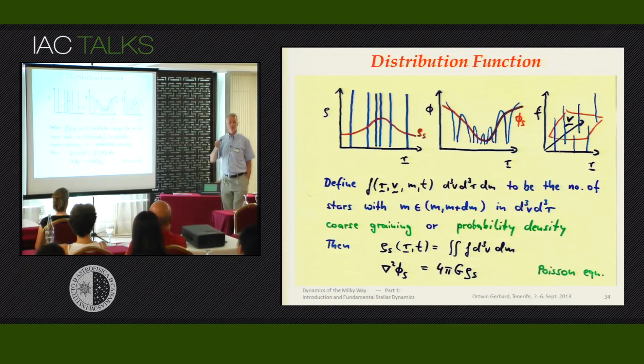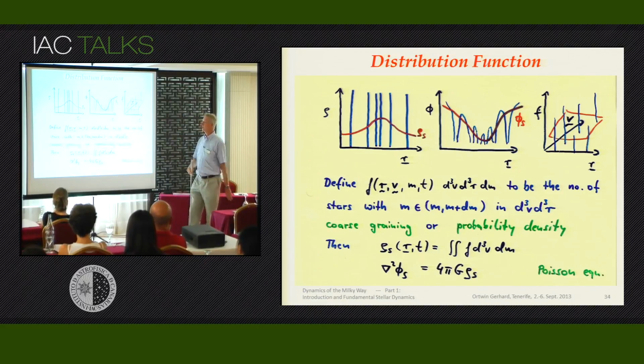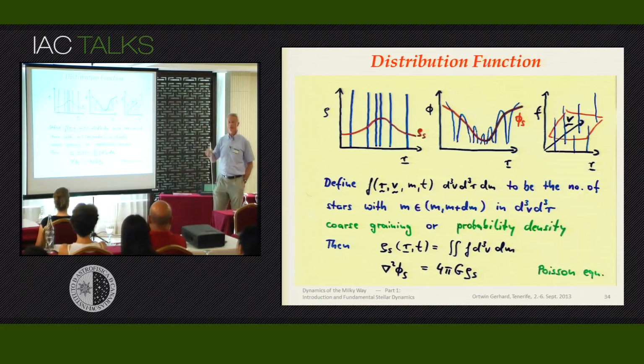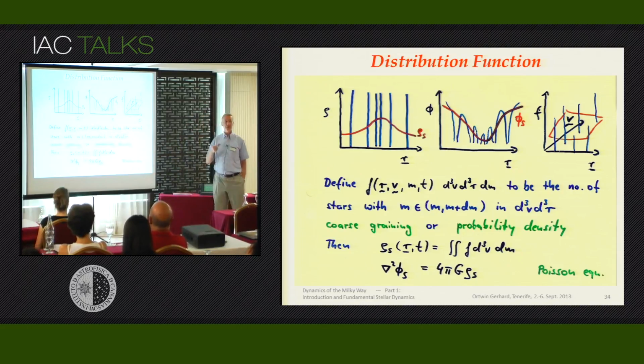So you may not be able to measure that distribution function very well. So one way of looking at this is to say you look at certain largish volumes of phase space in which you have enough stars to actually compute the density of them. That's the so-called coarse graining approach. Or the perhaps more profitable one, where you think of this distribution function as a probability for a star to be in this phase space element.